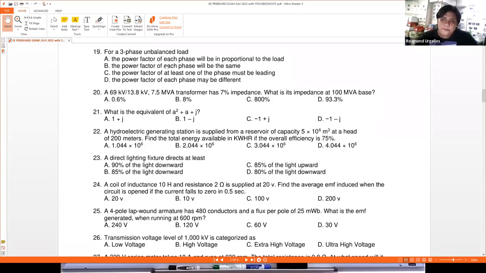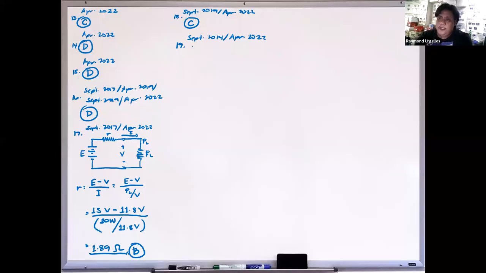Letter B, power factor of each phase will be the same. This is possible for balanced and also for unbalanced. In unbalanced, if the power factors are the same, your real power must be different, so it is unbalanced, but the power factors can also be the same. In balanced, the power factors are always the same. Letter C, power factor of at least one of the phases must be leading. Remember, in a balanced system, you can have three phases that are leading, so at least one is still leading. So letter C is also possible for balanced. So what is possible only for unbalanced, and not for balanced, is letter D: power factor of each phase may be different. So this is letter D.